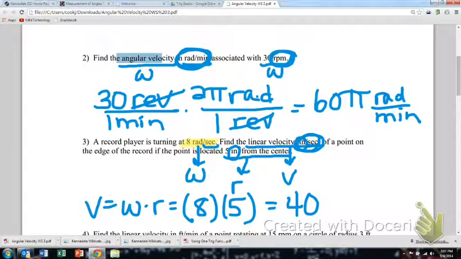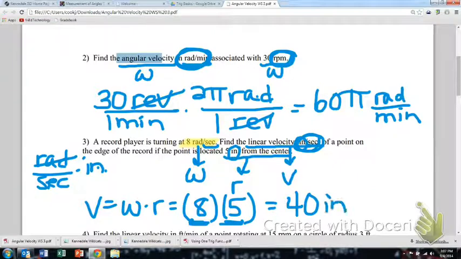And we multiplied radians per second by inches. This is why radians are so much better than degrees or revolutions. Radians are actually unitless. We call them radians so that they can be called something, but the minute you combine them with another unit, they take on that unit. So when I multiplied radians per second, which is what this 8 was, by inches, which is what this 5 was, it became inches per second, which is what they asked me to find. So 40 inches per second.